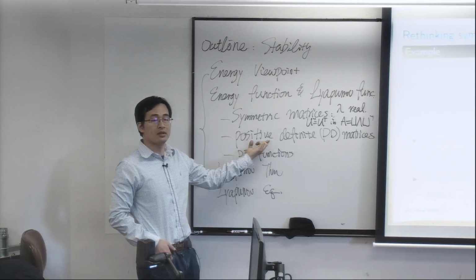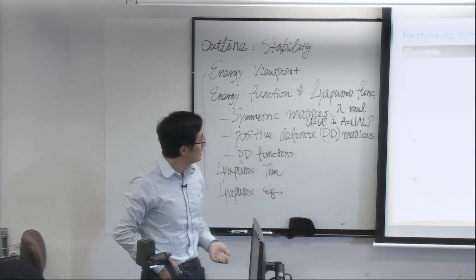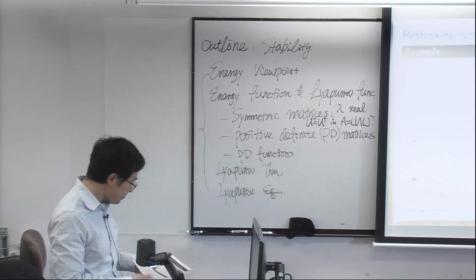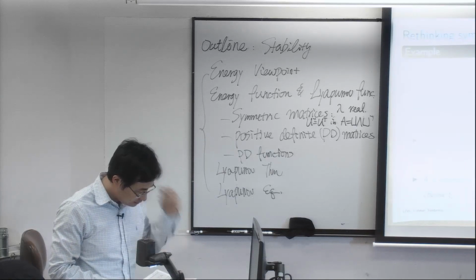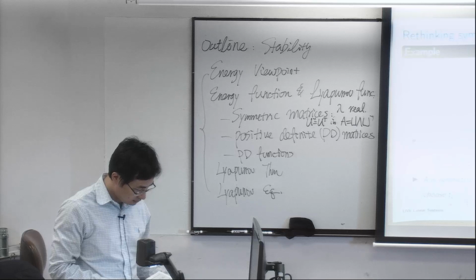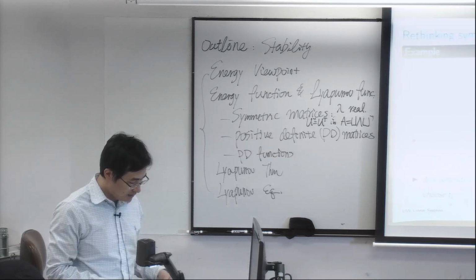This is called positive definite matrices. To start, let's take a look at the eigenvalues.